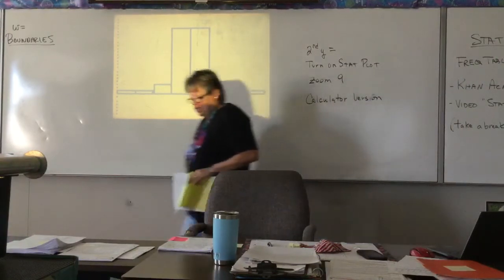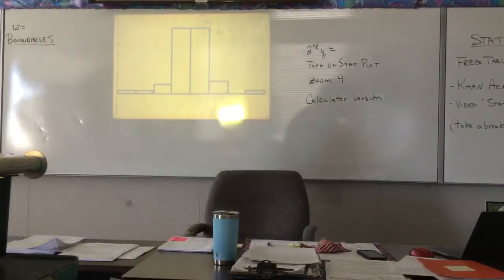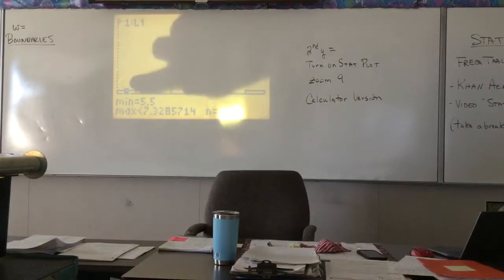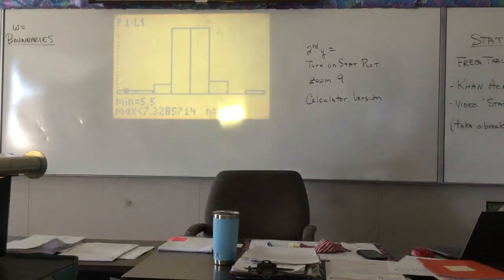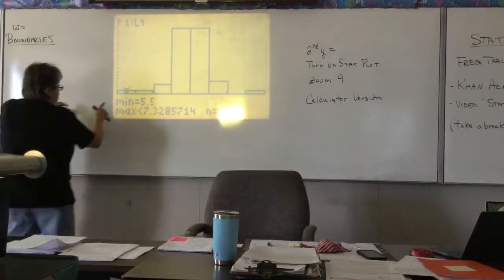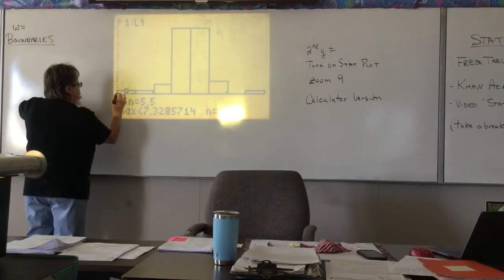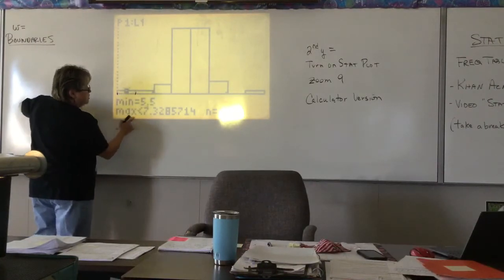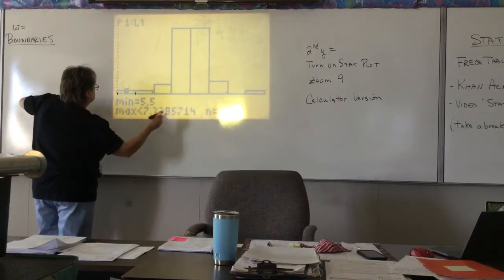Okay, so the next thing to do on the calculator is press the trace button, which is up underneath your viewing window. It's going to give us some values. You also see on here where it's flashing. It's telling us that in this first vertical column, it's a min of 5.5 and a max of 7.328, and so on.